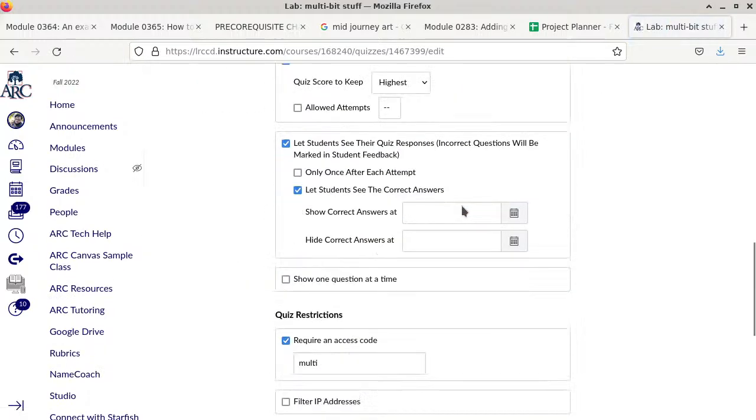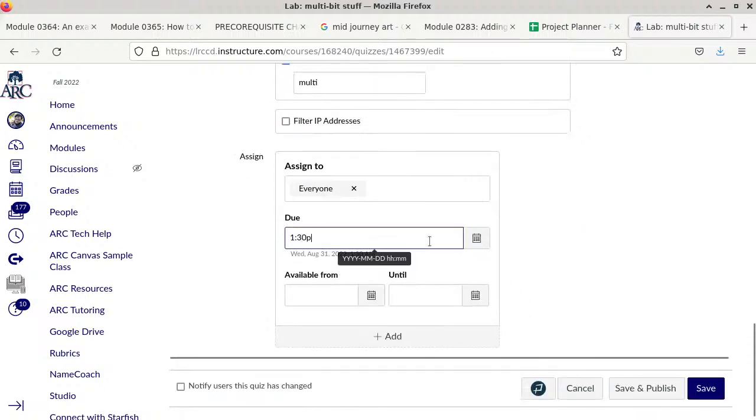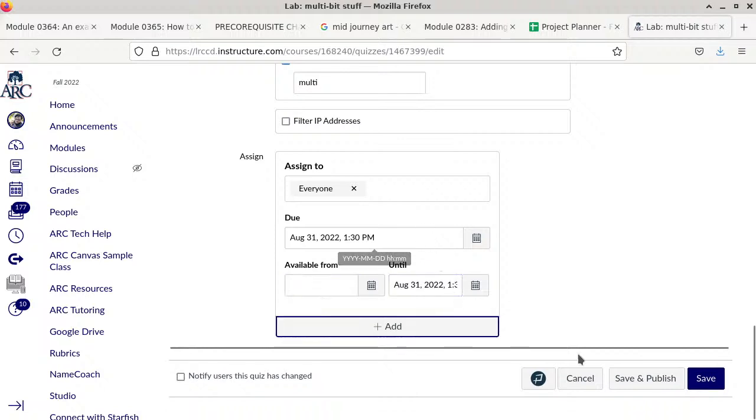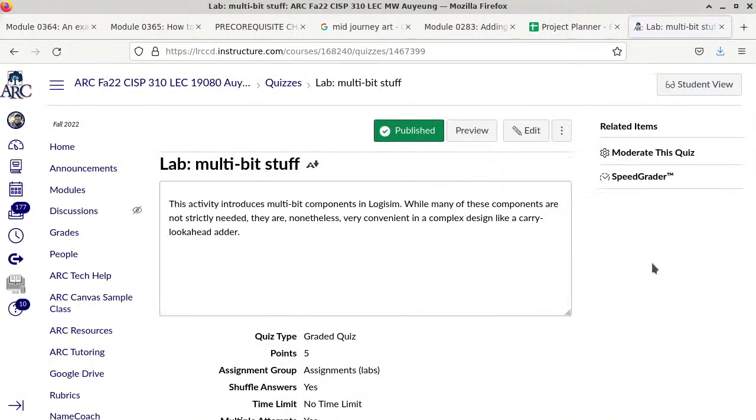All right, so the access code is multi. All right, well, officially it is available. If you don't want to take a break, you can get started now, or you can go ahead and take a break.